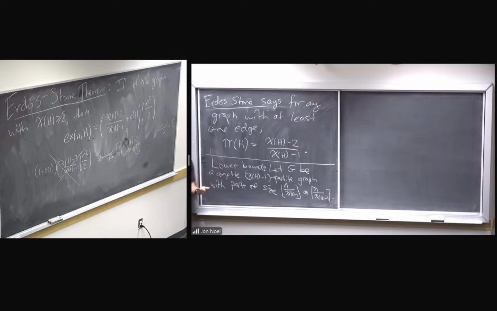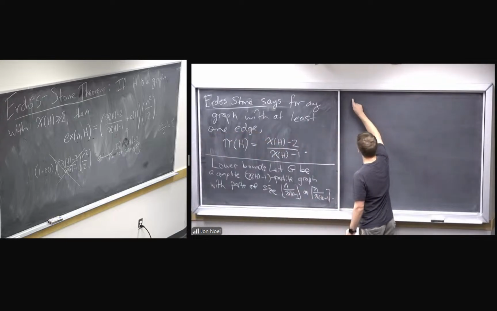The reason being, look at the parts of this graph and color them. You color each part with a different color. That's chi of H minus 1 colors. If there was a copy of H in G, then that coloring would give a coloring of H with chi of H minus 1 colors, right?